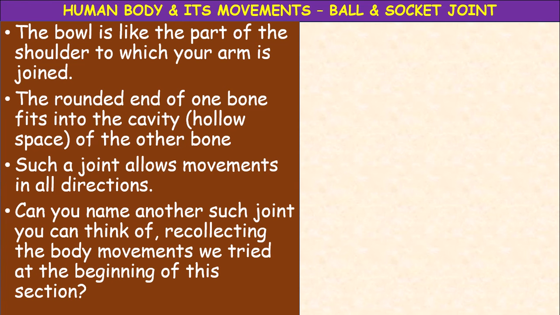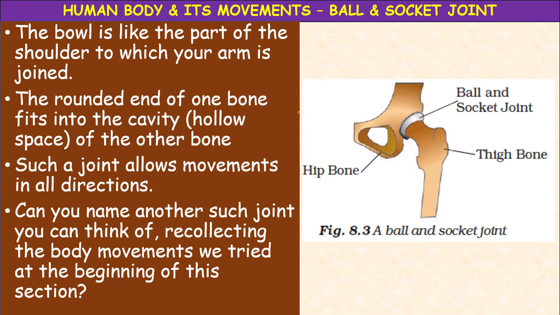In all directions. Here, for example, this is a ball and socket joint in the hip region. The thigh bone fits into the hip girdle, the hip bone. It is like a bowl, and the thigh bone end is like a ball. Ball and socket joint. So we are able to walk, run and stretch.